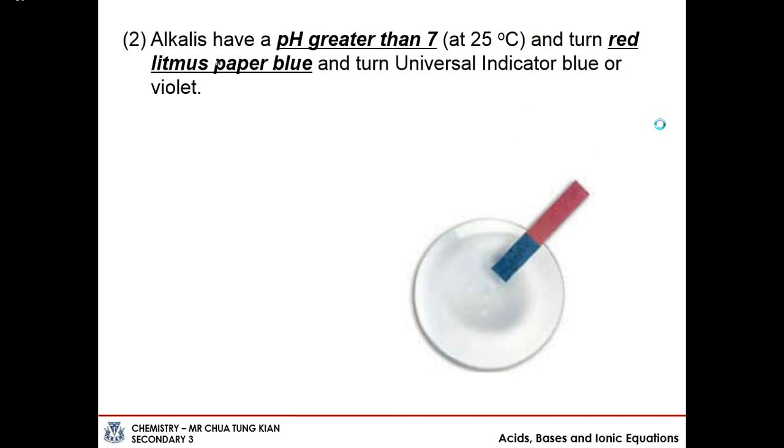So acids have a pH of less than 7, alkalis the opposite, they have a pH greater than 7. The max pH is 14, and acids turn blue litmus paper red. So alkalis do the opposite, they turn red litmus paper blue. Okay, so red to blue are alkalis.